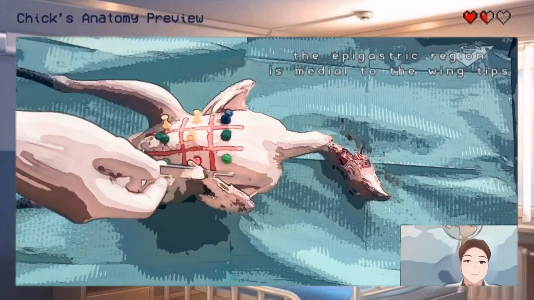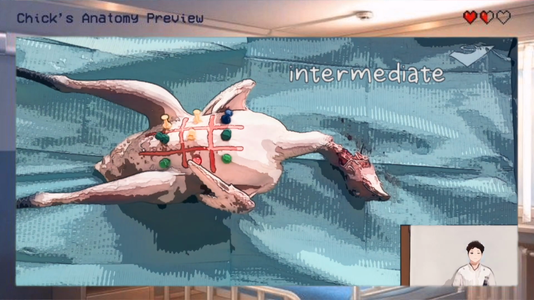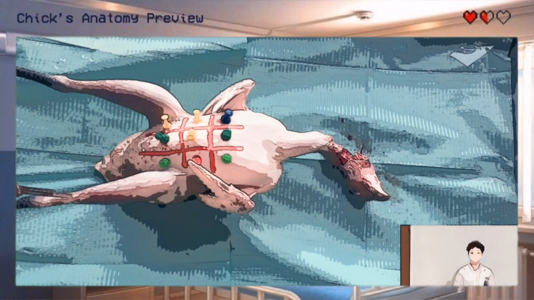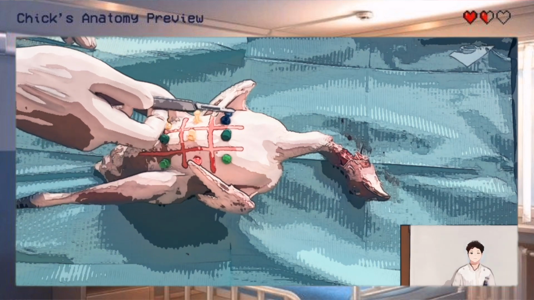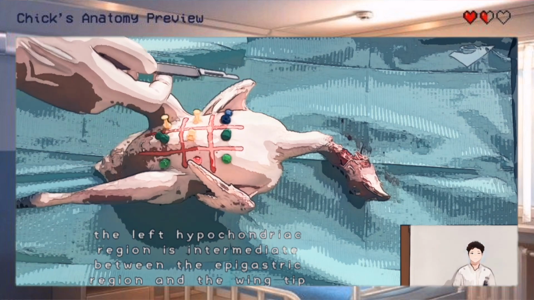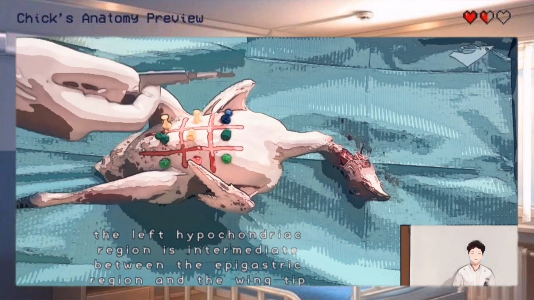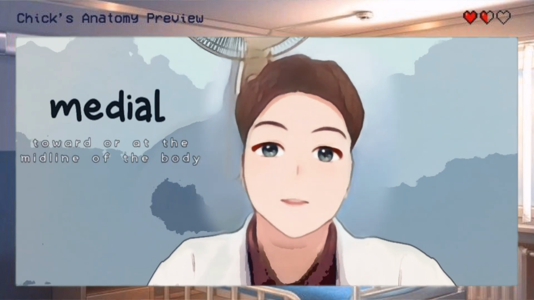The epigastric region is medial to the wingtips. The term intermediate basically means between a more medial and a more lateral structure. For instance, the left hypochondriac region is intermediate between the epigastric region and the wingtip. Medial means toward or at the midline of the body.